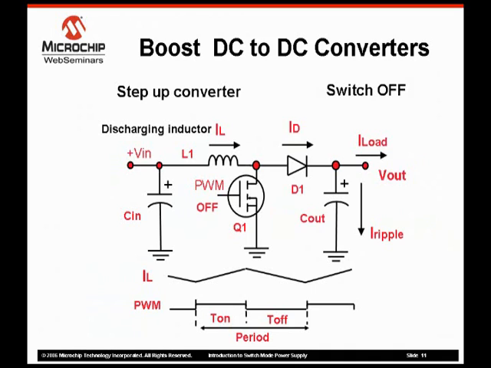In a boost converter, after the transistor is turned off, the inductor's current will continue to flow. The inductor current will forward bias the diode, and the current flows into the output capacitor and the load. The inductor's current flows uphill, charging the output capacitor and raises the output voltage.